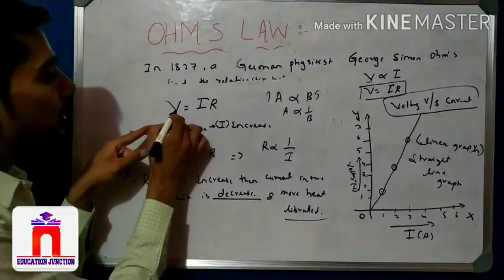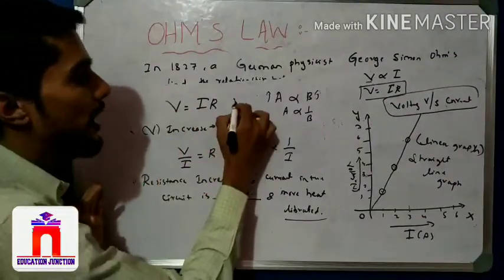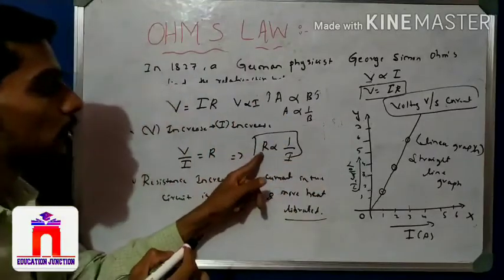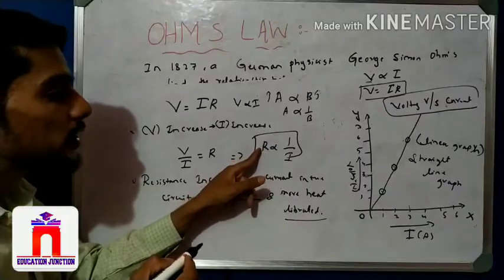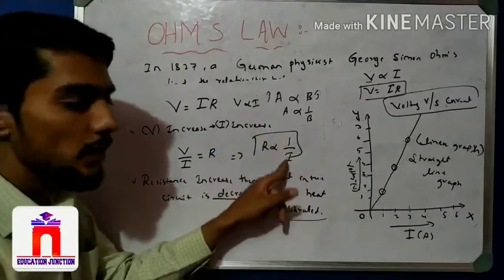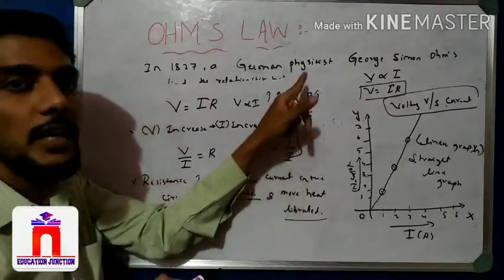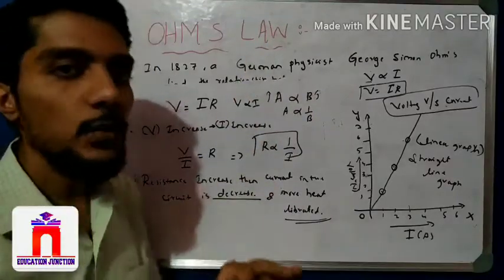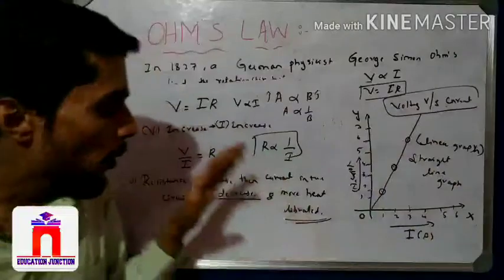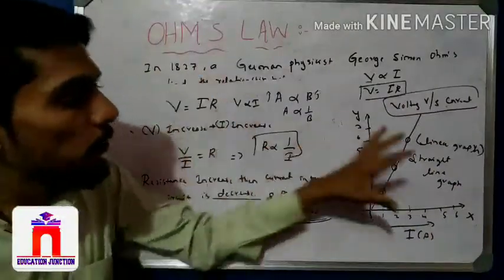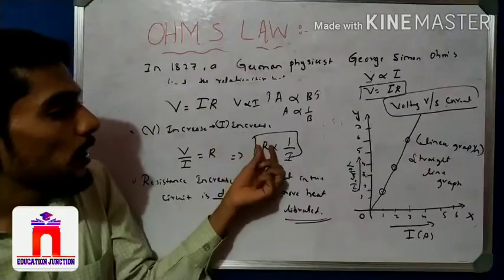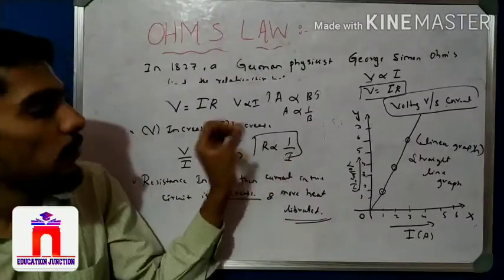Whenever the voltage increases, current increases. That is what directly proportional means. Inversely proportional means whenever resistance increases, current decreases. Whenever resistance decreases, current increases. Whenever there is more resistance, more heat is liberated. That is the very important concept about Ohm's law and the graph of Ohm's law. Then tabulation of Ohm's law, and then some very important points about the resistance, and these are all formulas.